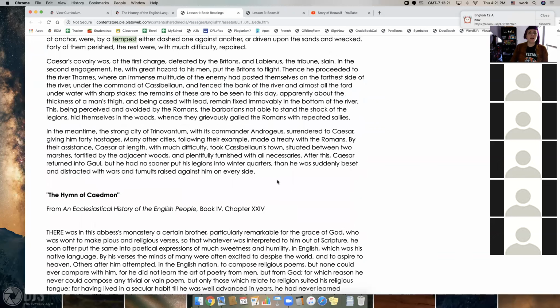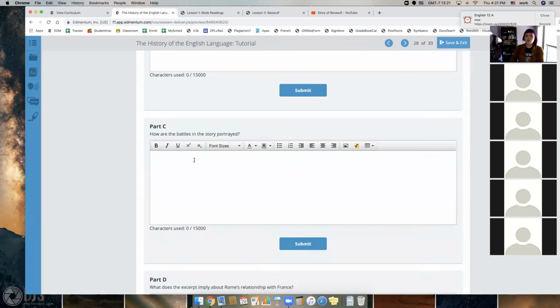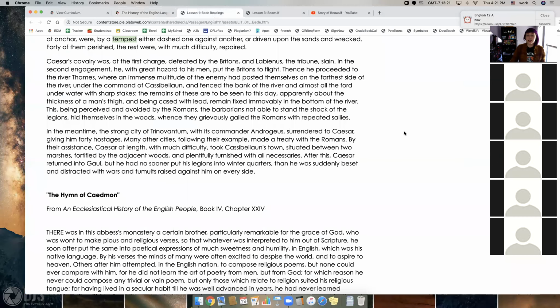Caesar's cavalry was, at the first charge, defeated by the Britons and Labienus, the tribune, slain. In the second engagement, he, with a great hazard to his men, put the Britons to flight. Okay, so again, we're looking at this and how are the battles in the story portrayed. Frankly, they're quite short, but they also seem really violent.